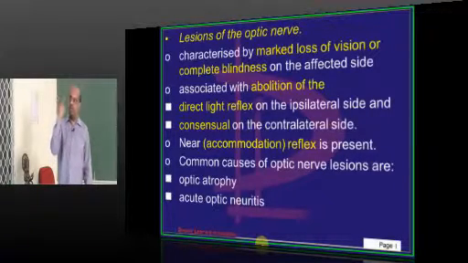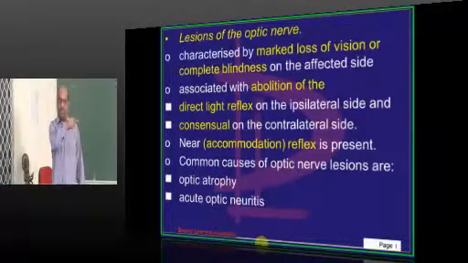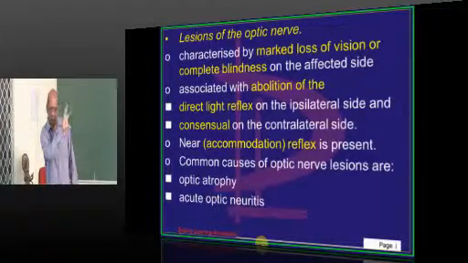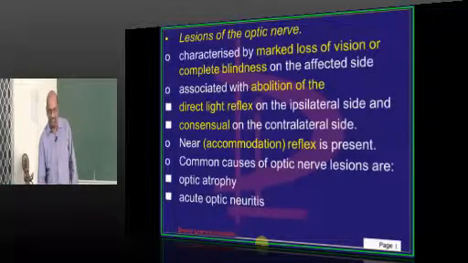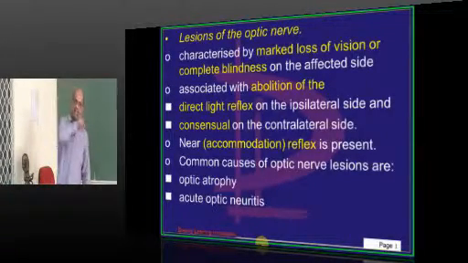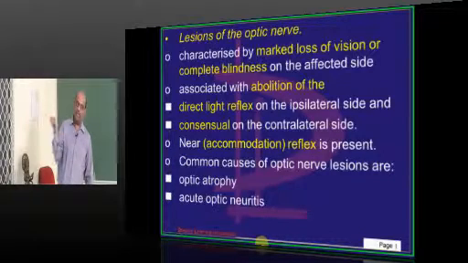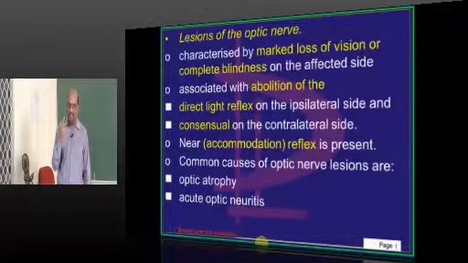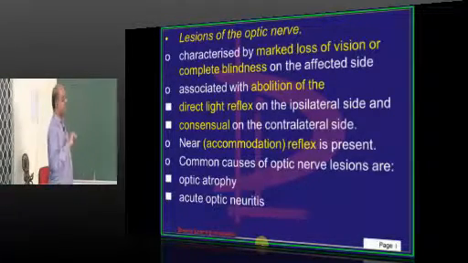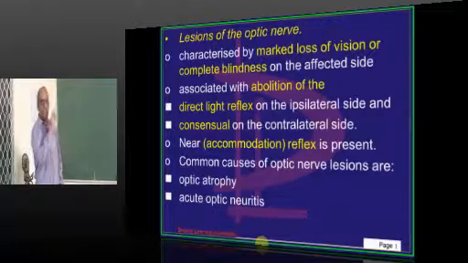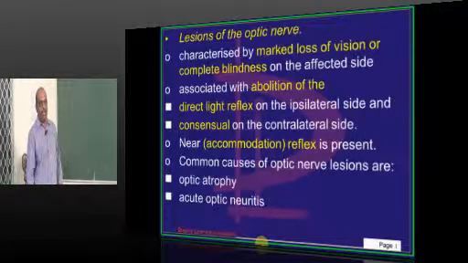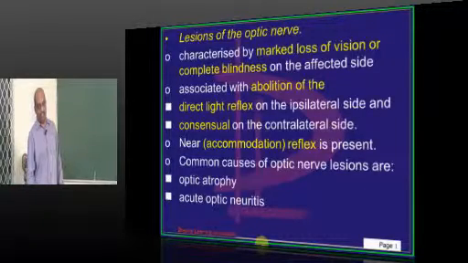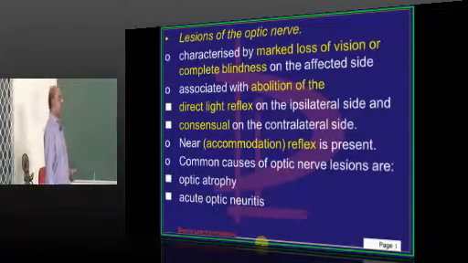Then there is no carrying forward of that light perception to the other eye. Hence even the consensual light reflex will be absent. That means even the other pupil won't constrict. Because for the consensual light reflex also, from where should the stimulus start? From this eye only, which is diseased. So that's the reason both the direct reflex, ipsilateral, and the consensual reflex, on the contralateral side, will be abolished if the optic nerve has a pathology. This needs to be remembered.